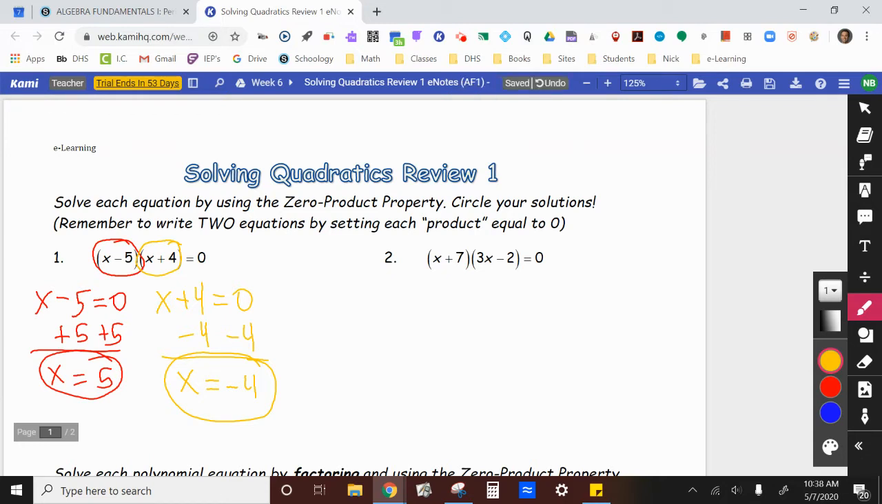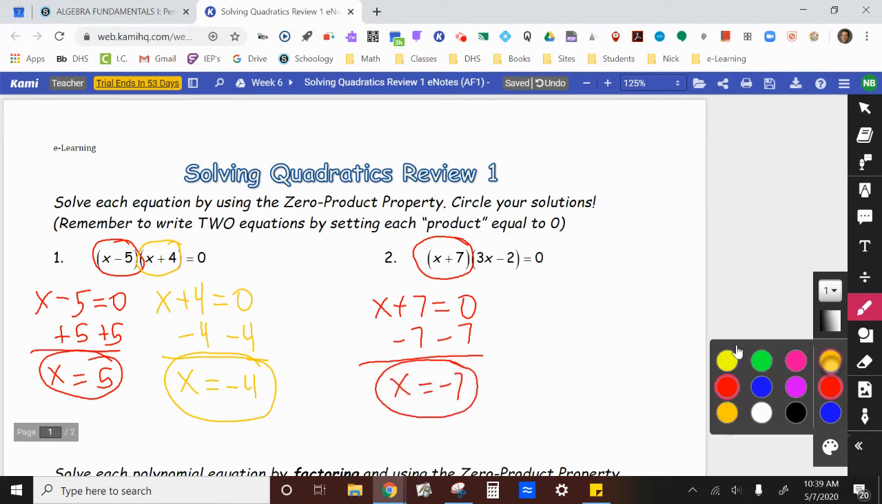Example 2 is very similar. In example 2, we have x plus 7 times 3x minus 2 is equal to 0. Again, I'm going to set my first product equal to 0. So x plus 7 equals 0. To solve this one, we subtract 7 from both sides, using inverse operations, and we say that x is equal to negative 7.